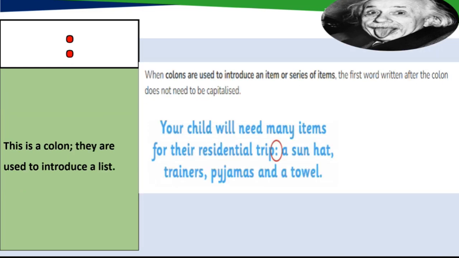This is a colon. They are used to introduce a list. For example, your child will need many items for their residential trip: a sun hat, trainers, pajamas, and a towel.